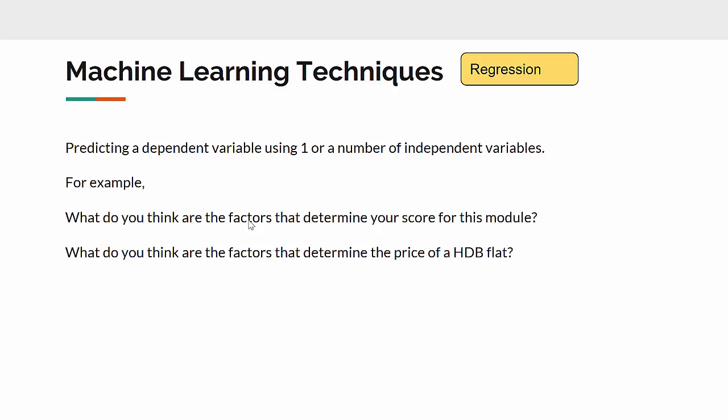Secondly, another example, what do you think are the factors that determine the price of a HDB flat? What do you think is your dependent variable in this case? Manage to find it? It would then be the price of the HDB flat, while the factors that determine it are our independent variables. Some of these factors could be things such as the floor area. The bigger the flat, we would expect that we will pay more. Or, depending on certain locations, flats in the central area might command a higher price. So that's what we hope to achieve using regression.